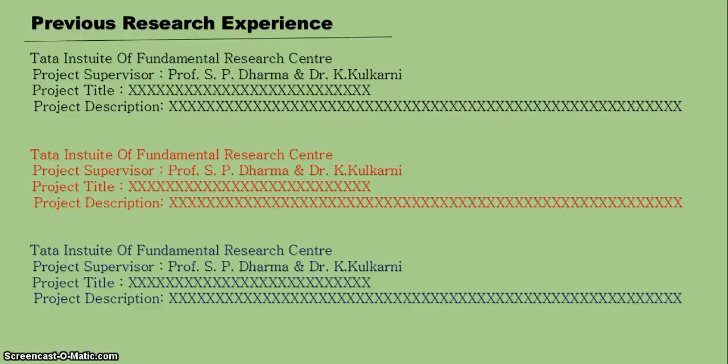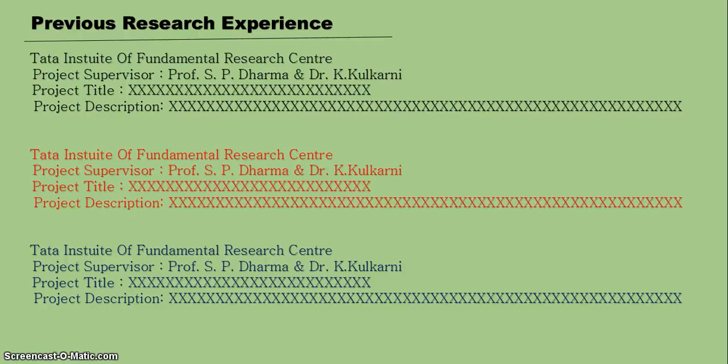Take everything you have done and put it in. The red color is another institute's project, and the blue color is another institute's project. Here also you have to write the project supervisor, project title, and project description. And next, this is the main thing: previous research experience. Here the main project is your MTech thesis.